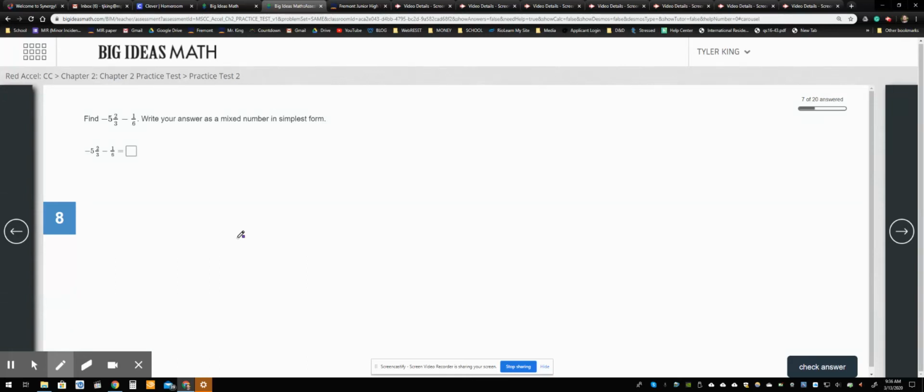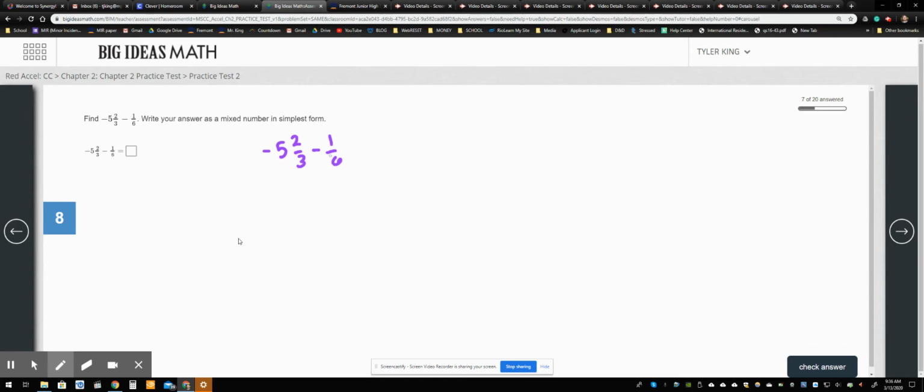Okay, so we want to find the difference. So we want to go negative 5 and 2/3 minus 1/6. We're going to start by rewriting this: negative 5 and 2/3 minus 1/6.